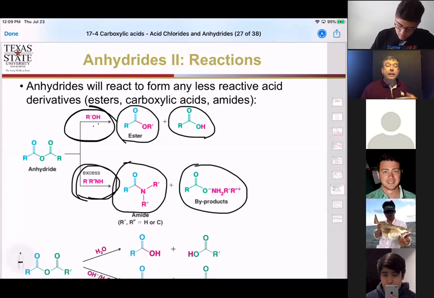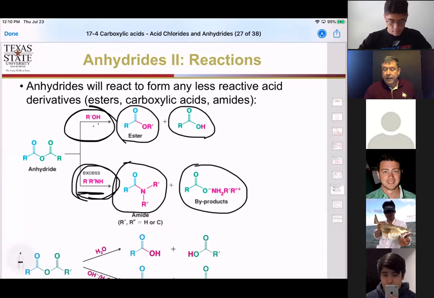Okay. And again, this can be a primary, a secondary, or a tertiary amide, depending on which amine you choose right here. So if you choose ammonia, you would end up with your primary. If you used dimethylamine, you'd end up with your tertiary.